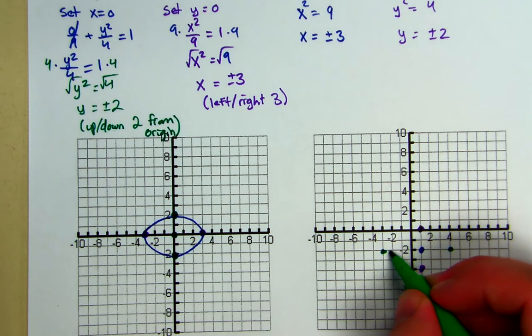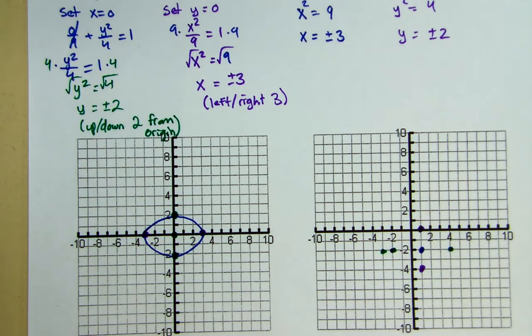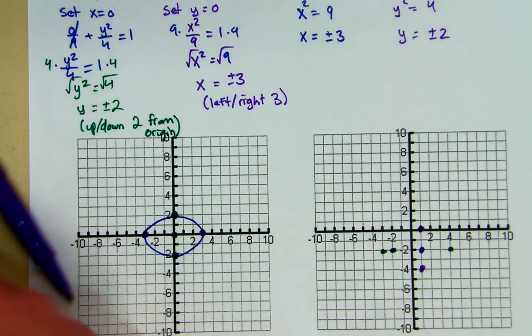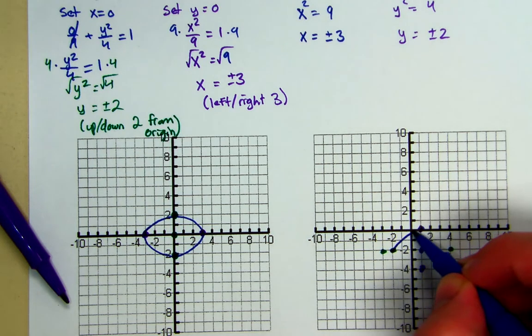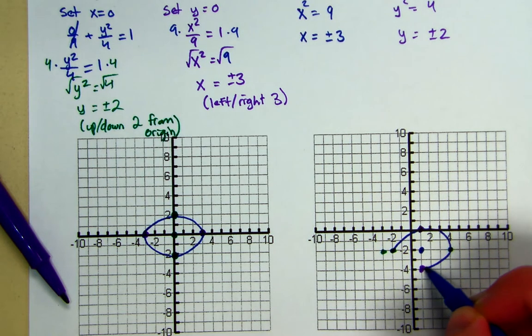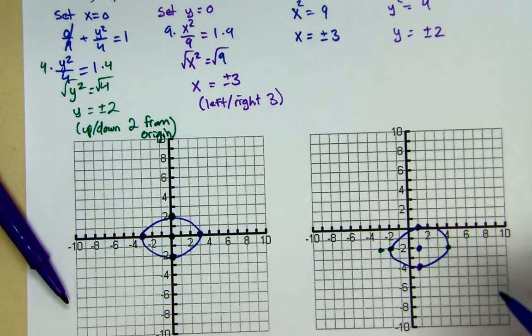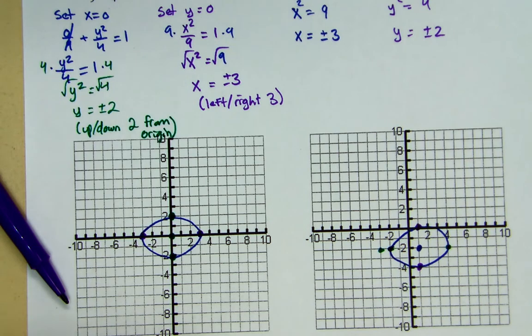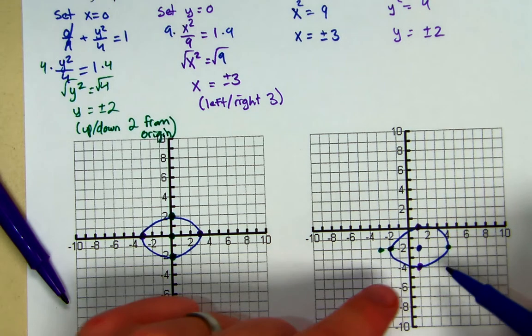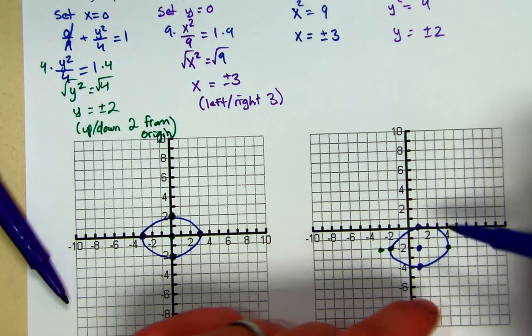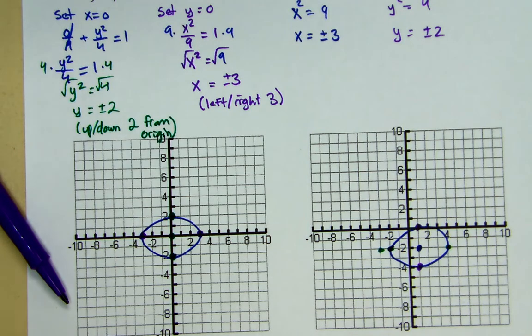Oops, I went one too many on that one. And again, connecting it to make my ellipse. It should be a little bit more oval shaped. You'll have ones in your homework that extend a little bit more and make it look less circular.